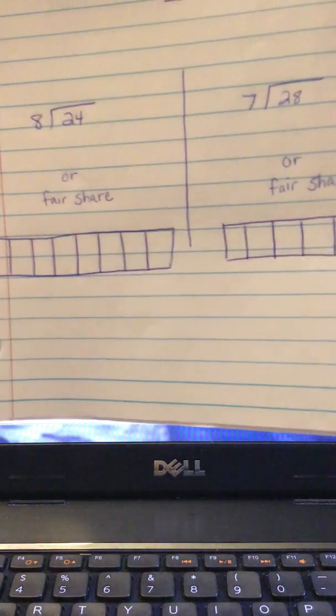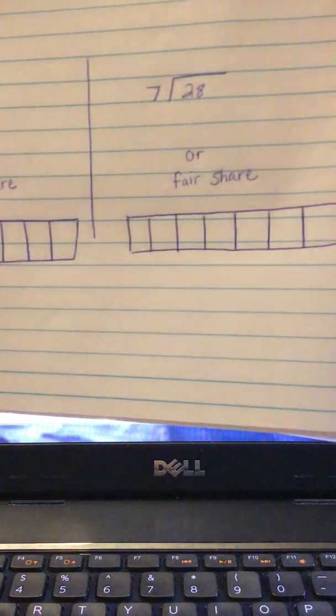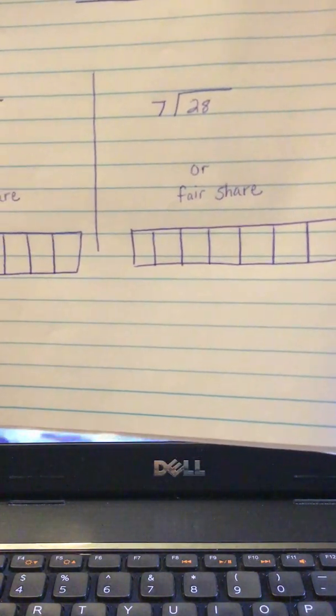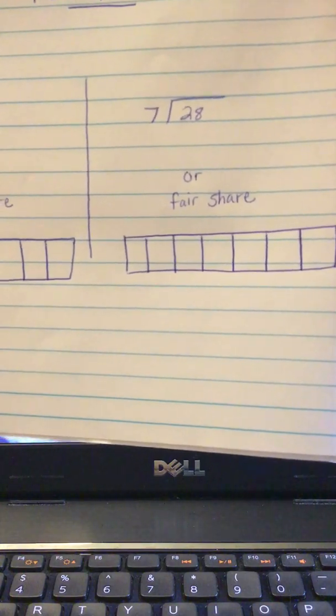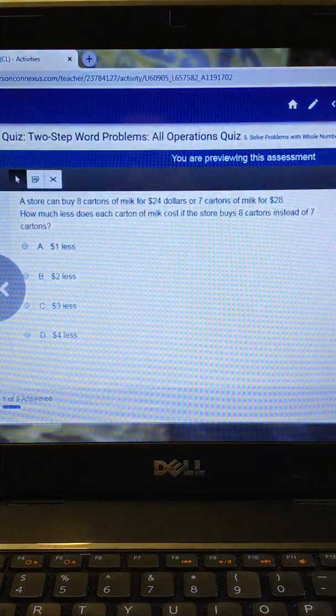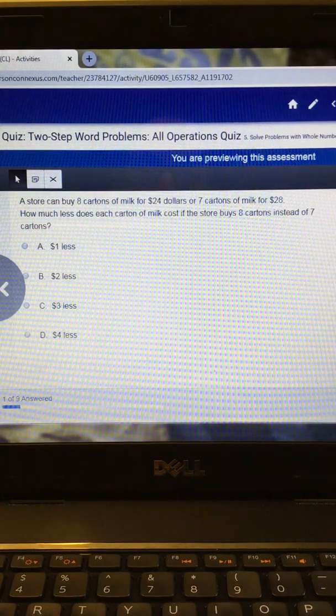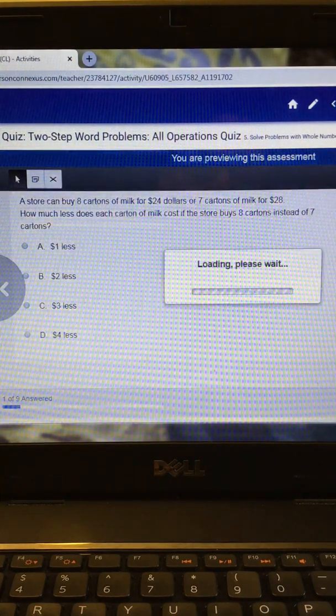You could fair share if you're not sure what that answer is. And we need to do 28 divided by 7. You could fair share to figure out that answer. And then once you get your answer, you just subtract. So is it A, $1 less, B, $2 less, or C, $3 less?